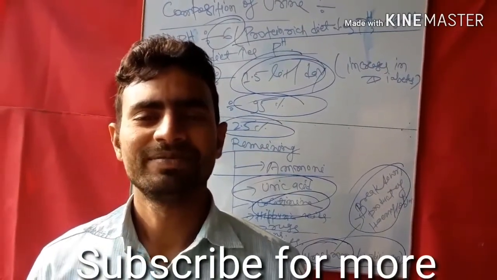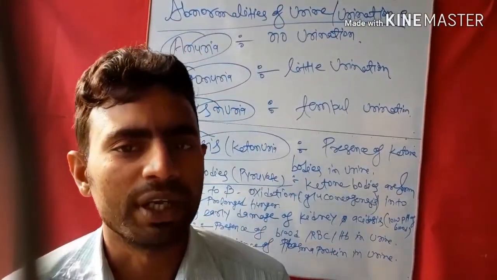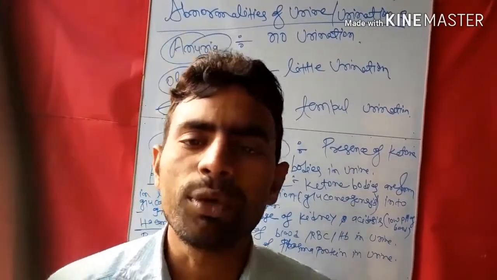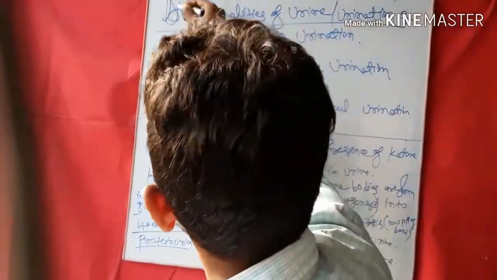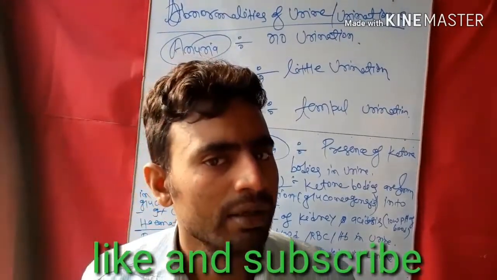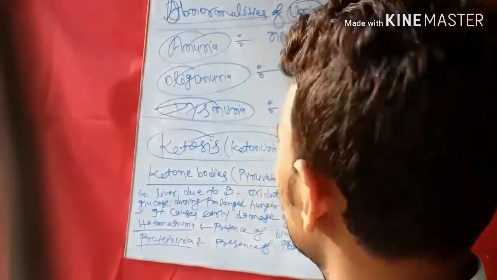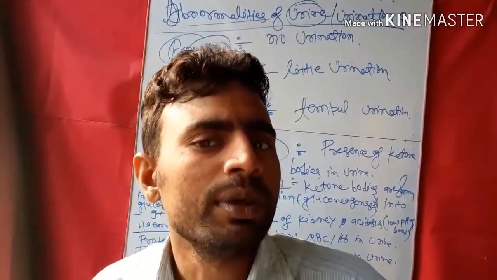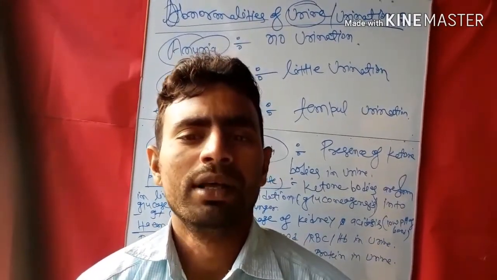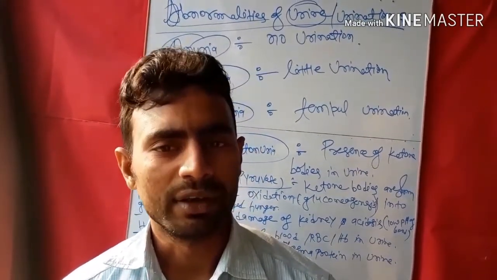Okay, today's topic is abnormalities of urine or urination. Abnormalities, you know very well, means not normal. Abnormalities of urination means that urination does not happen normally. That is the abnormalities of urine or urination.